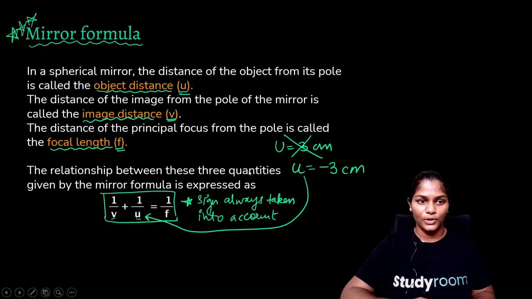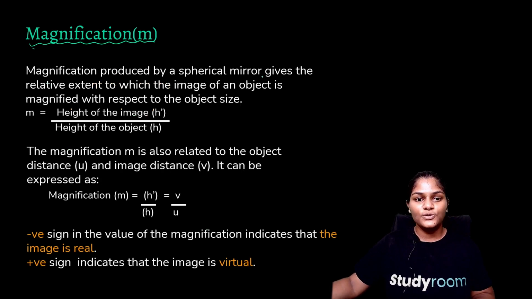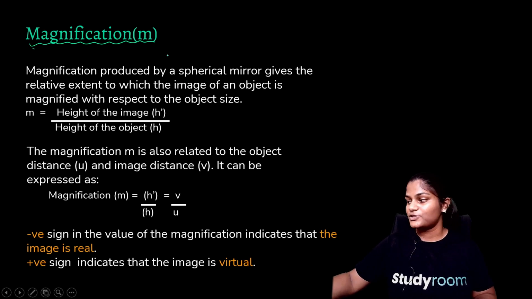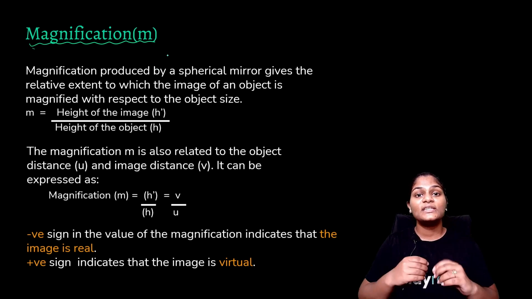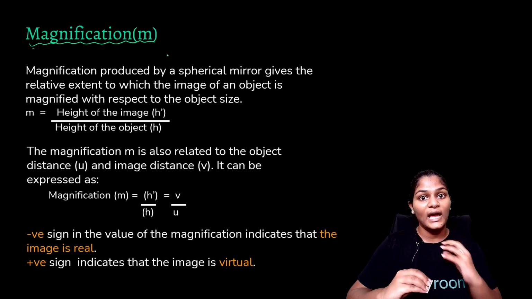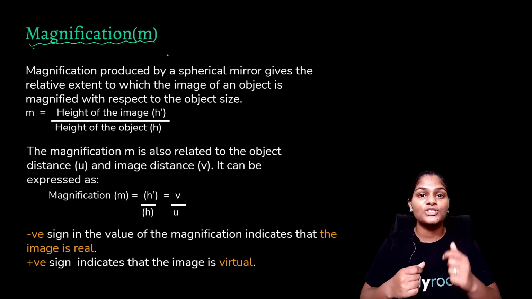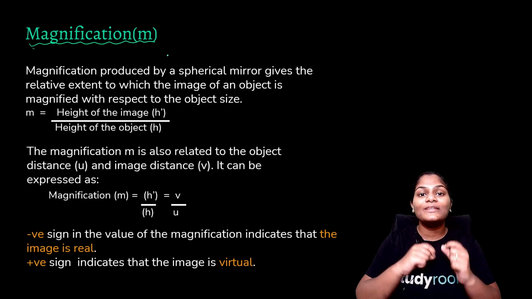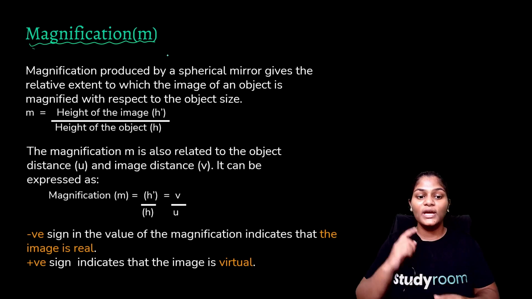Okay, moving on. Now, magnification. This is the next thing that comes after the mirror formula. So, magnification produced by a spherical mirror, it gives the relative extent to which the image of an object is magnified. So, you remember that we had written in that table also that we had seen, is the image diminished or is it the same size or it is enlarged or is it highly enlarged. So, all these things that we say, diminished, enlarged, same size, all this is basically represented by the magnification. Okay, and how?